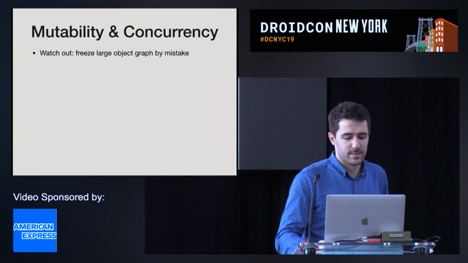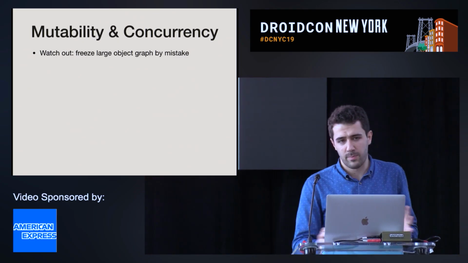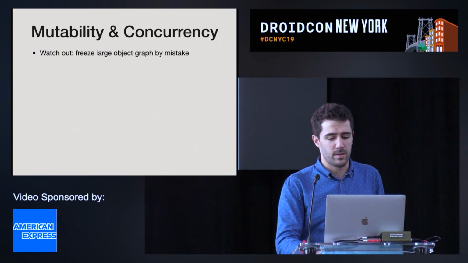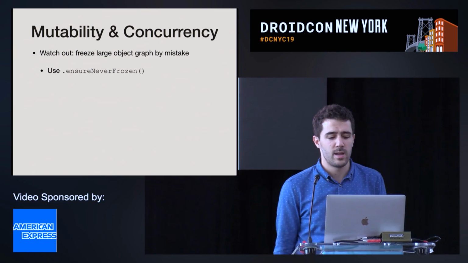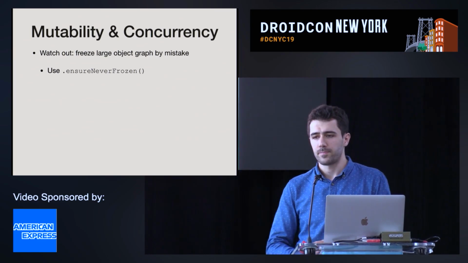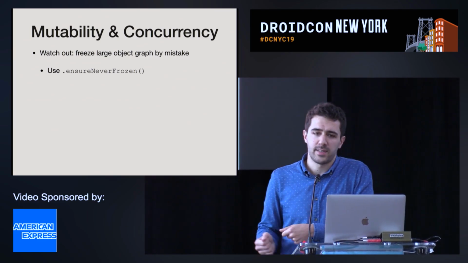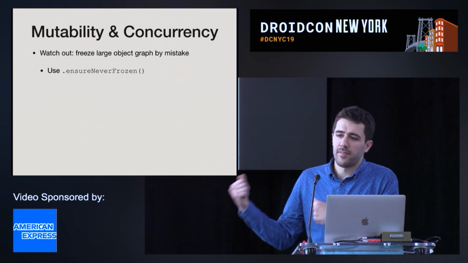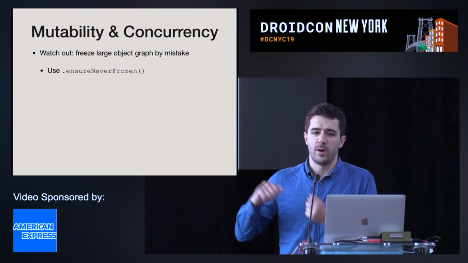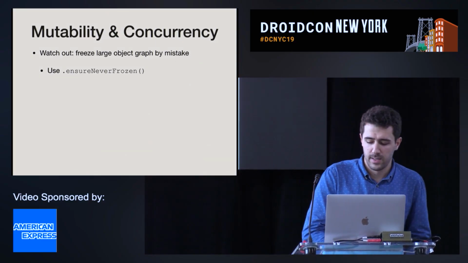And knowing that, there are tools to help you get out of these bad situations. So arguably the most important one is this API called ensureNeverFrozen. When you call this on an object, then anytime after that, the Kotlin Native runtime will throw an exception if you attempt to freeze that object.